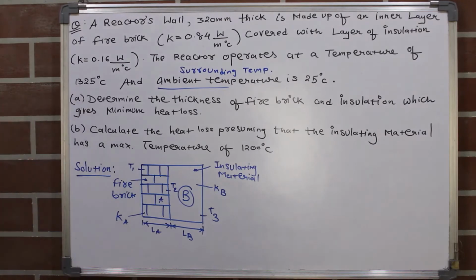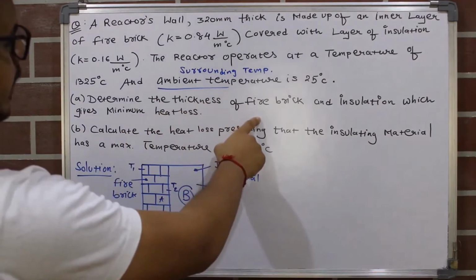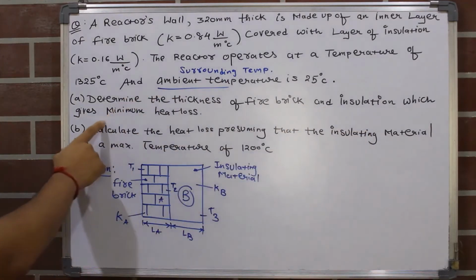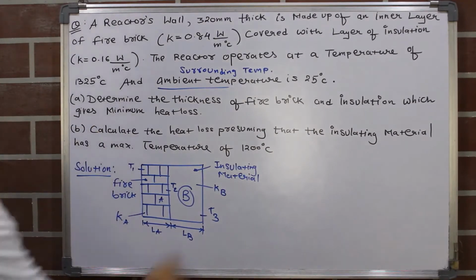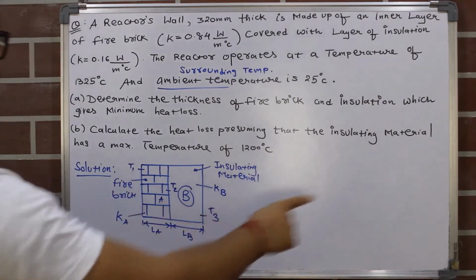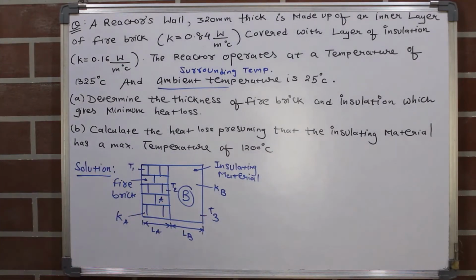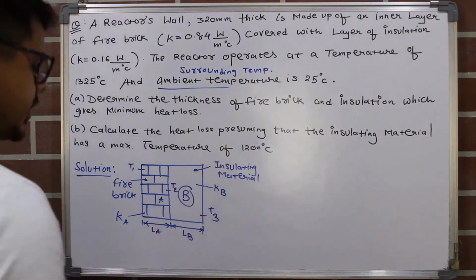Now we have to determine the thickness of the fire brick and the insulation which gives minimum heat loss. Second, calculate the heat loss presuming that the insulating material has a maximum temperature of 1200 degrees Celsius.